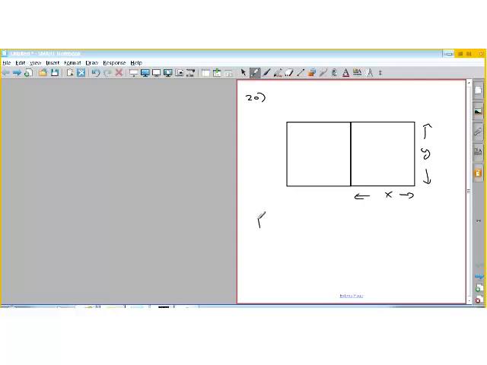So the primary equation is the one involving area, because we're trying to maximize that. So area is equal to something. It's going to be 2 times x times y, because this area is x times y, and there are 2 of them.